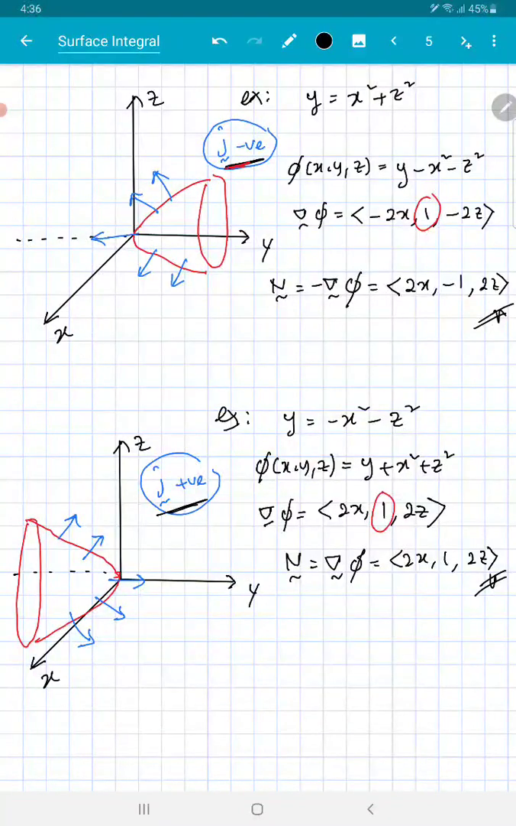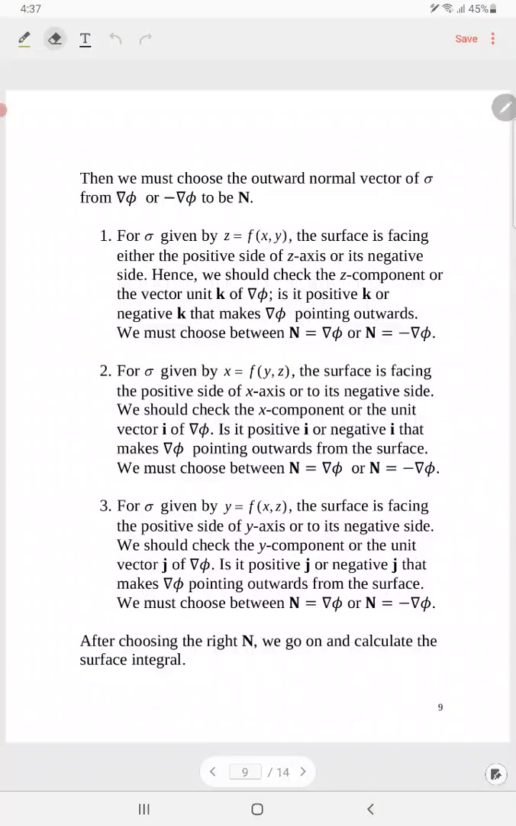Okay, so that's how you determine which one is your normal vector. So your normal vector is either del phi or negative del phi, or the gradient of phi or negative gradient of phi. So it depends on where your surface sigma is facing. All right, so if it's z equals f of x, y, you check for the z component, either it's facing upward or downward. If your surface is given as x as a function of y and z, you check for the x component. It can either be positive or negative.